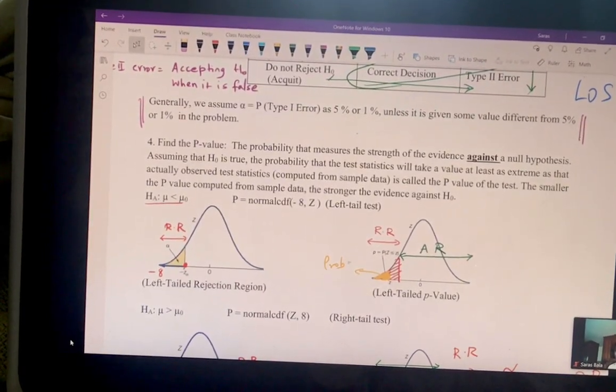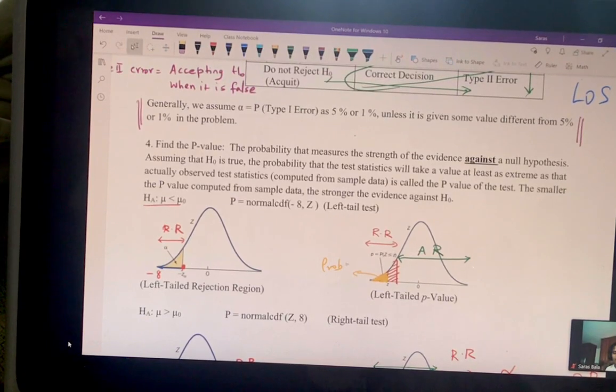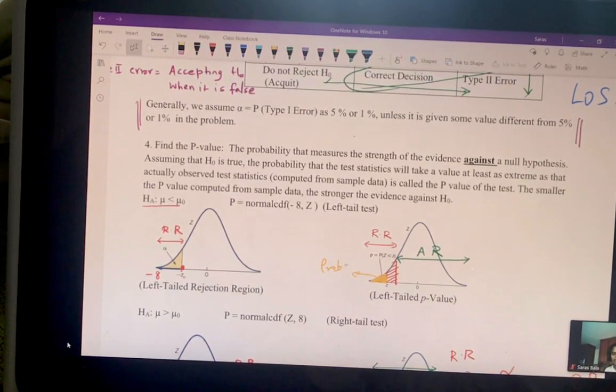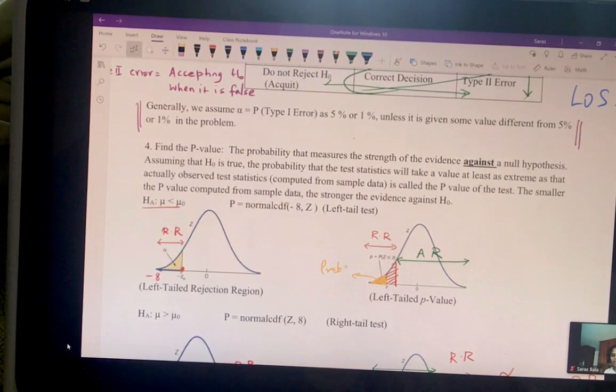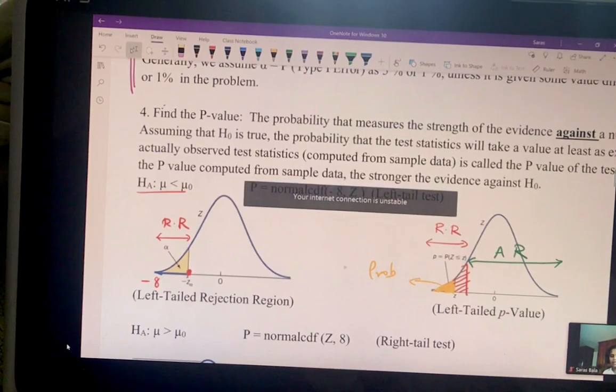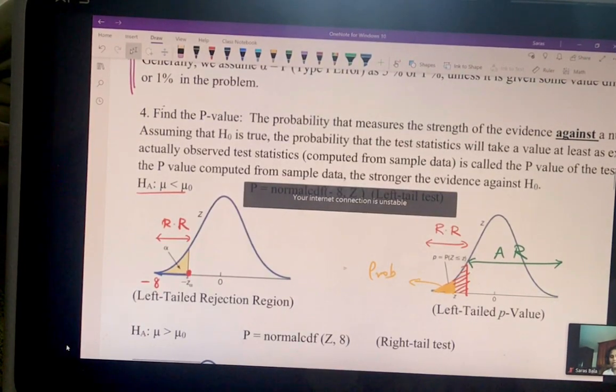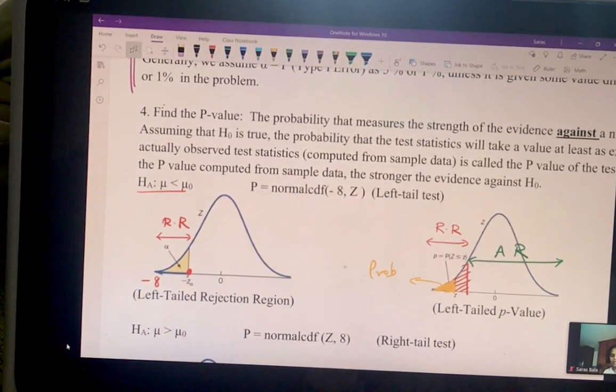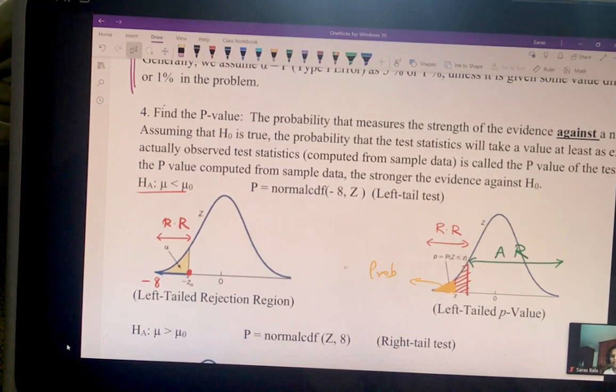When it is a left tail test, the p-value is going to be, as always, the normal CDF of the z-score. So that negative sign is not the takeaway sign, the tiny negative sign given in the last row.